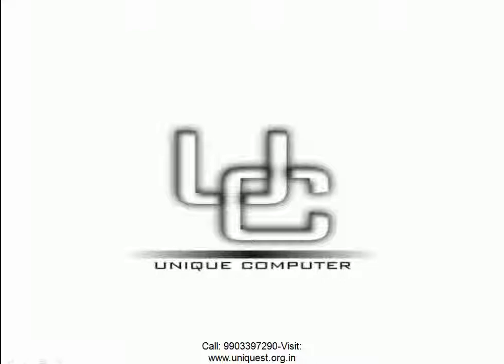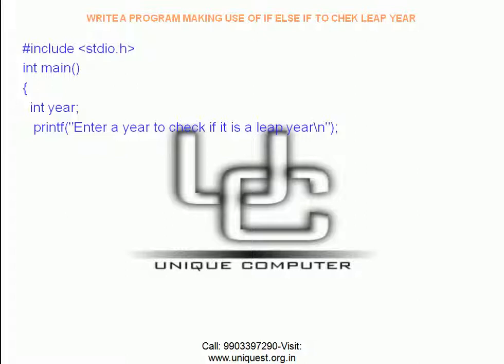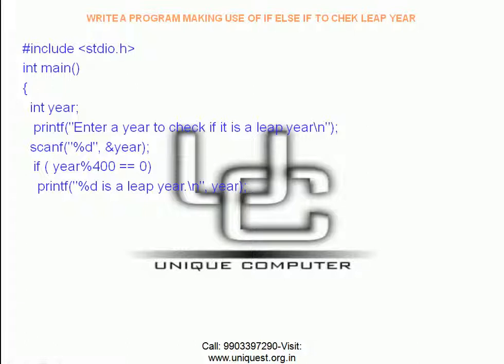So with that we move to our next program, which tells us to write a program making use of if else to check whether it's a leap year or not. For that we are taking a variable, suppose year, and we are asking the user to enter a year, and the year is getting stored in the variable year. Now we are making a comparison directly that if the year is modulus by 400 and we get a 0, then we will say that the year is a leap year. Or else if we move to the next condition where the year is modulus by 100, if it results in a 0, we will say that the year is not a leap year.